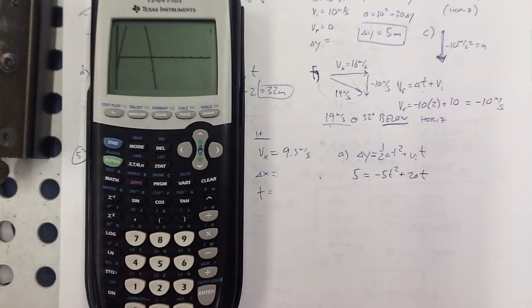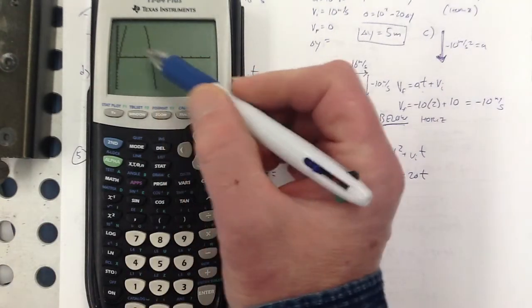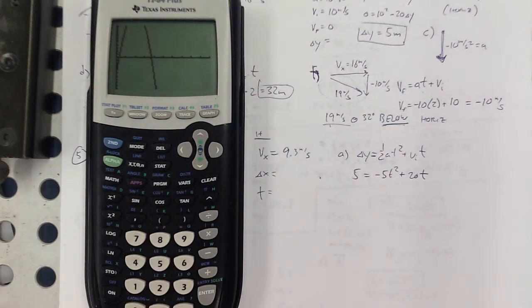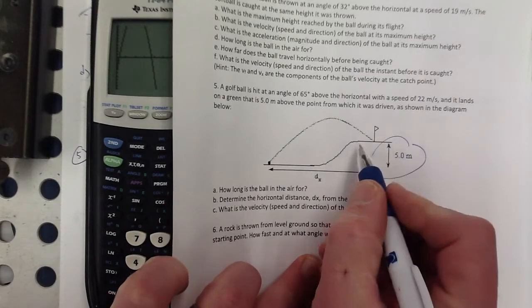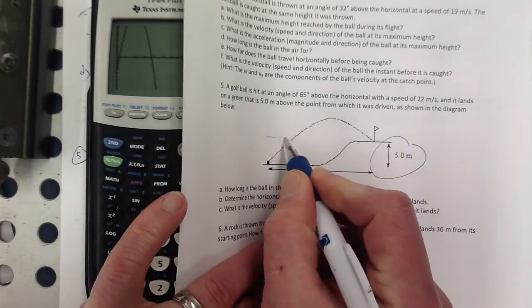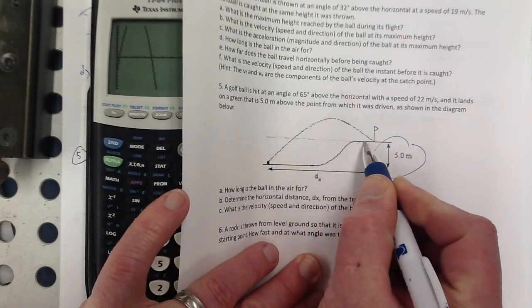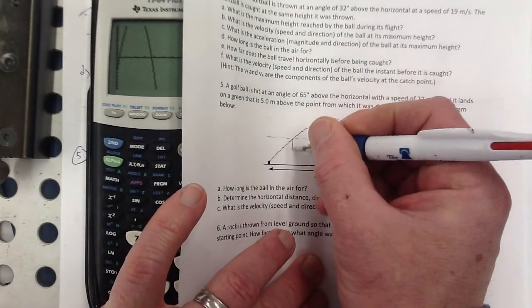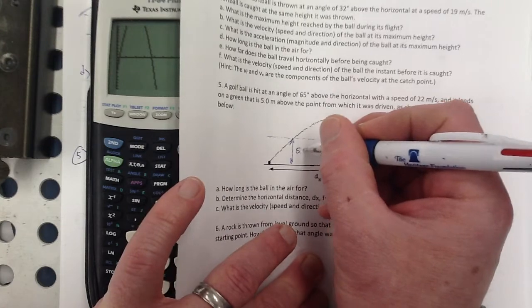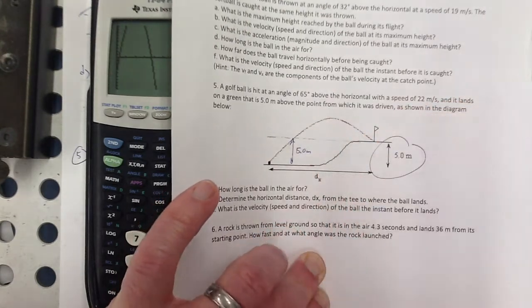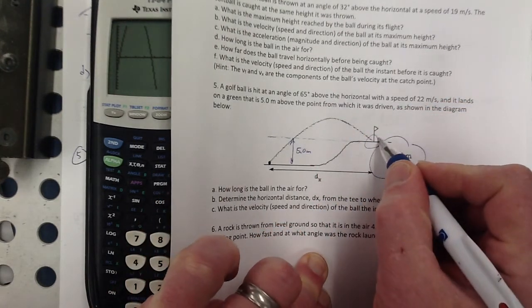Okay, now this is interesting. It crosses 2 times. So which one of those is the one that we're looking for? Well, if you look at the picture, you kind of imagine the picture of the golf ball doing this. It's going to be at that 5 meter height 2 times. On the way up and on the way down. Which one are we looking for? We're looking for this one, the second one.